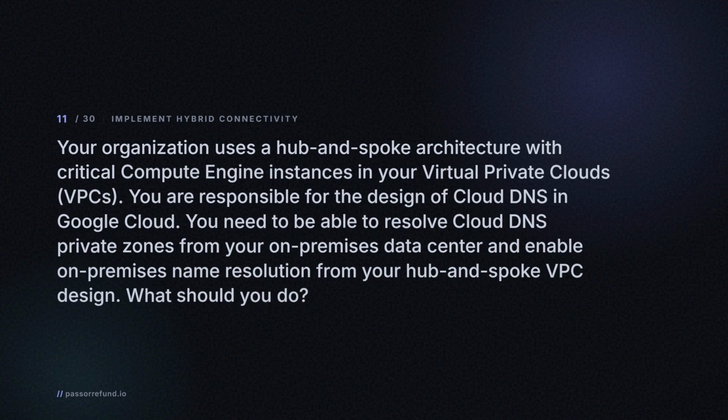Okay, so consider this scenario. Your organization uses a hub-and-spoke architecture with critical Compute Engine instances all located in your Virtual Private Clouds, VPCs. You're actually responsible for designing Cloud DNS in Google Cloud. You need to be able to resolve Cloud DNS private zones from your on-premises data center, and also enable on-premises name resolution from your hub-and-spoke VPC design. So, what should you do?